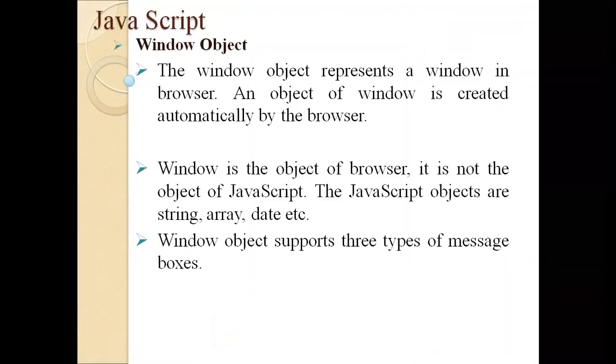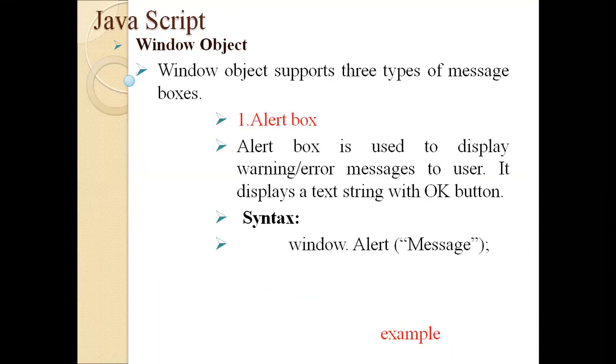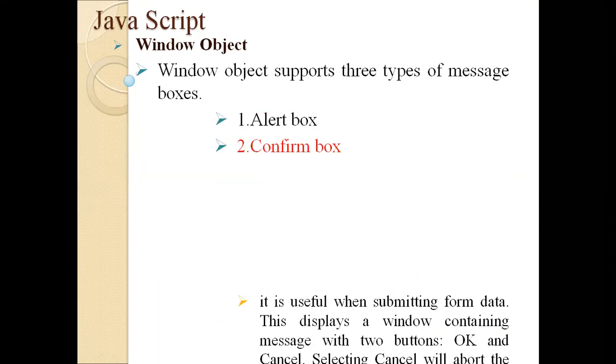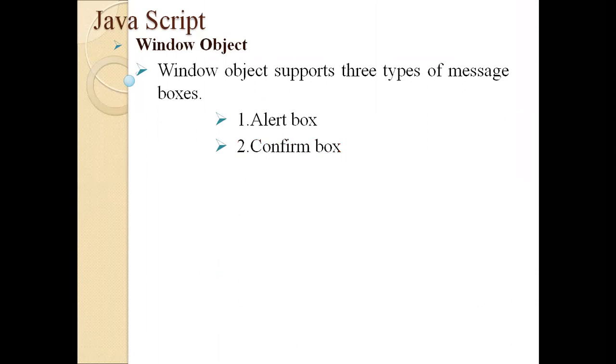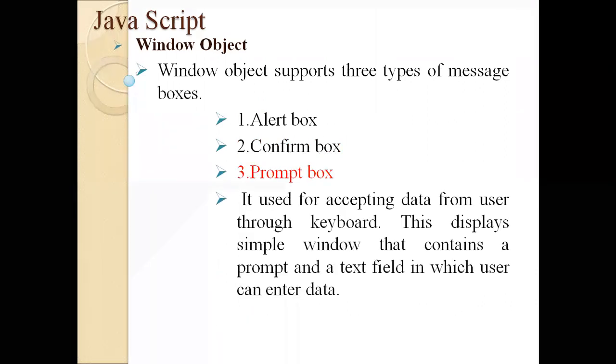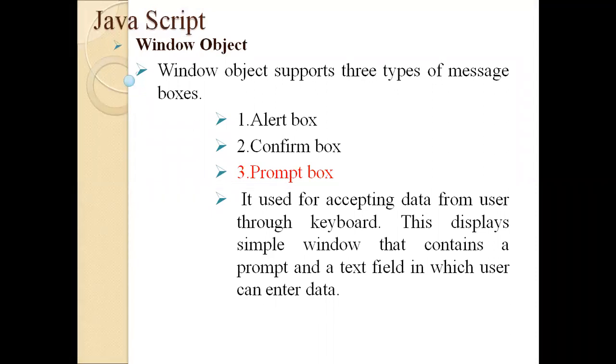We all know that there is one object called the window object in JavaScript. This window object supports three types of message boxes. Among these three types, the alert box is one, the confirm box is the second one, and the prompt box is the third one. In the last two sessions, we have discussed the alert box, confirm box, and prompt box.